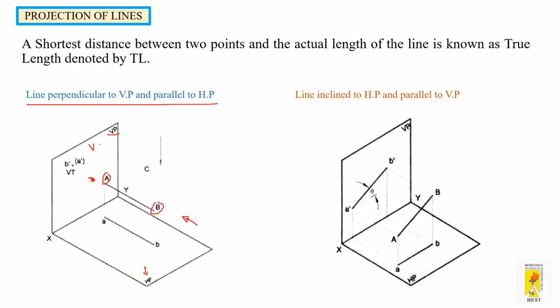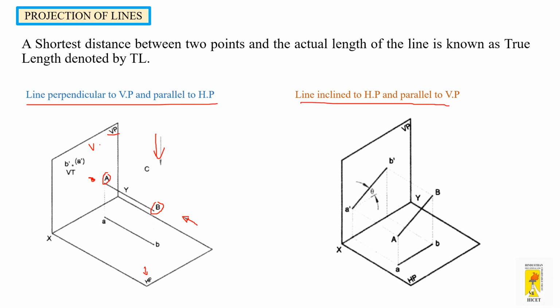So the front view of this line is only a point. And if this line, which is perpendicular to VP, parallel to HP, is viewed from the top, a line is visible with the true length. A line AB is visible. So that line is projected on the HP and it becomes the top view of that line.